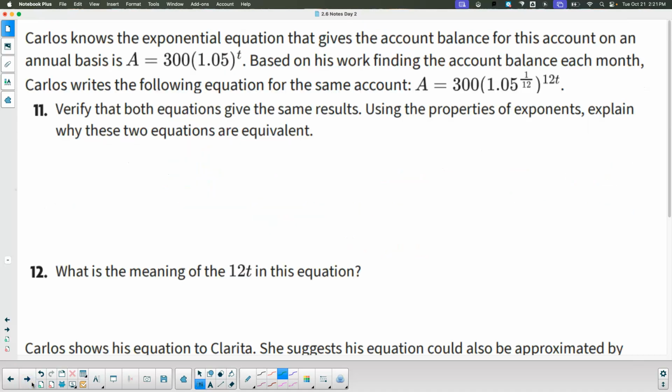Alright. My question to you now is this. I've got a blue box. This was Clarita's formula yesterday. And now Carlos made this pink box today. What can you tell me about the blue box and the pink box, based off of your exponent rules? There's an exponent of 12 where the t is.